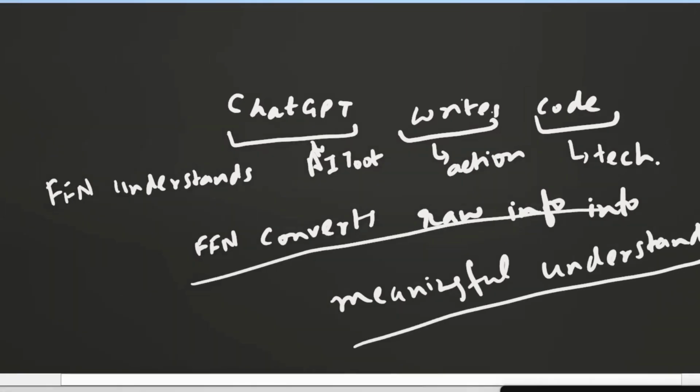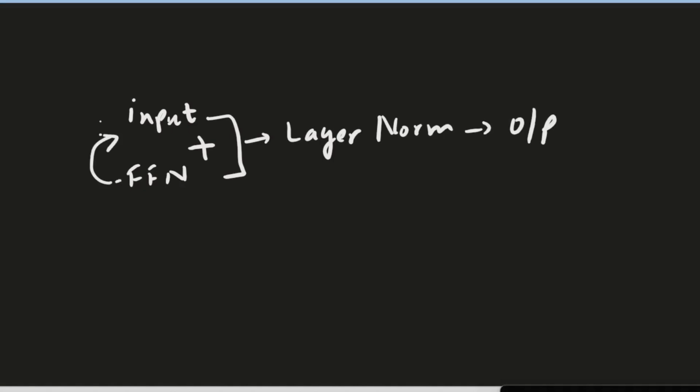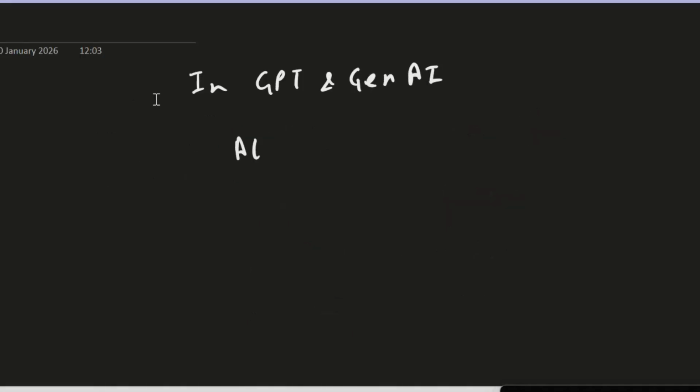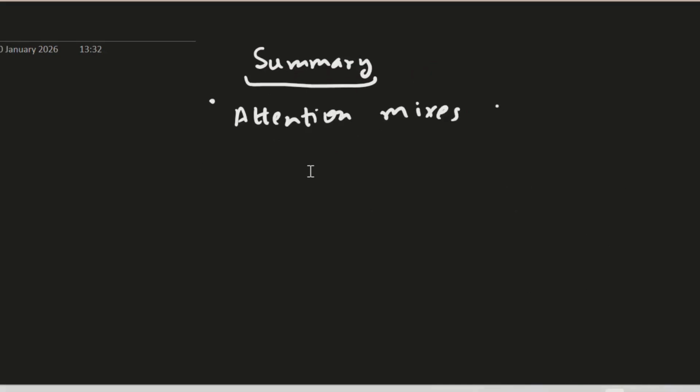After FFN, the output is added back to the original input. This is called a residual connection. It prevents information loss, stabilizes training, and allows very deep transformers to work properly. In GPT-style generative models, attention and FFN blocks are stacked many times. FFN layers learn grammar, reasoning patterns, and writing style. In fact, most parameters in large language models live inside FFN layers.